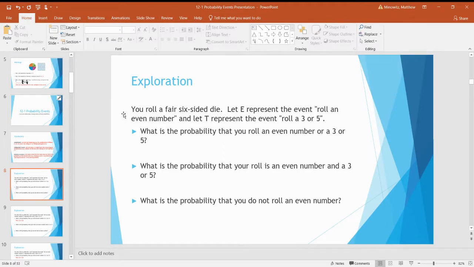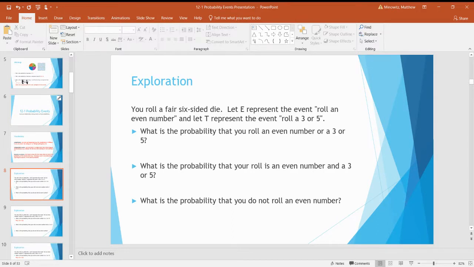So here's how we do this problem. You roll a fair 6-sided die. Let E represent roll an even number and T represent roll a 3 or a 5. And the first question says, what's the probability you roll an even number or a 3 or a 5? So as long as one of those events happens, I'm happy.